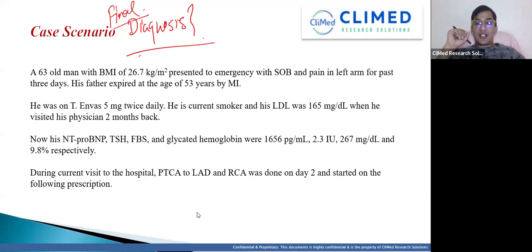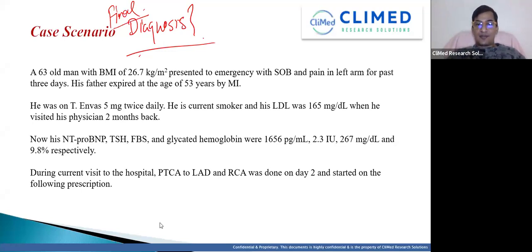MI, hypertension with uncontrolled diabetes. Family history. Okay, wonderful. Family history of myocardial infarction is there. That is a very important point, a notable point, Cypria. Thank you. Yes, definitely this patient has myocardial infarction, hypertension with uncontrolled diabetes. Yes, type 2 DM, hypertension, and coronary artery disease. Absolutely.